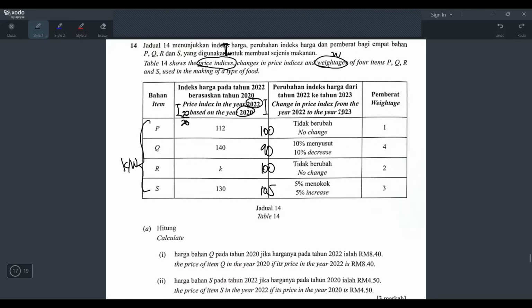But it's for different years. It's for 2022 to 2023, which means this one is 23 over 22. Always put the latest year on top. It means this one you don't need to look at anymore. You just look at this one, right? Because I already converted this information to something useful. And now the last one is the weightage: 1, 4, 2, 3, right?